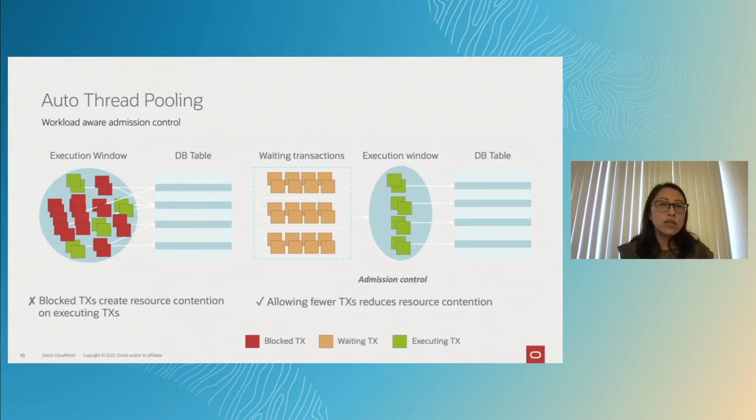Resources are not distributed evenly, so that we can have a very even system. But with auto thread pooling, we basically admission control all the transactions and then arrange the transactions so that there is no resource contention, which allows us to provide much faster OLTP performance to your system.